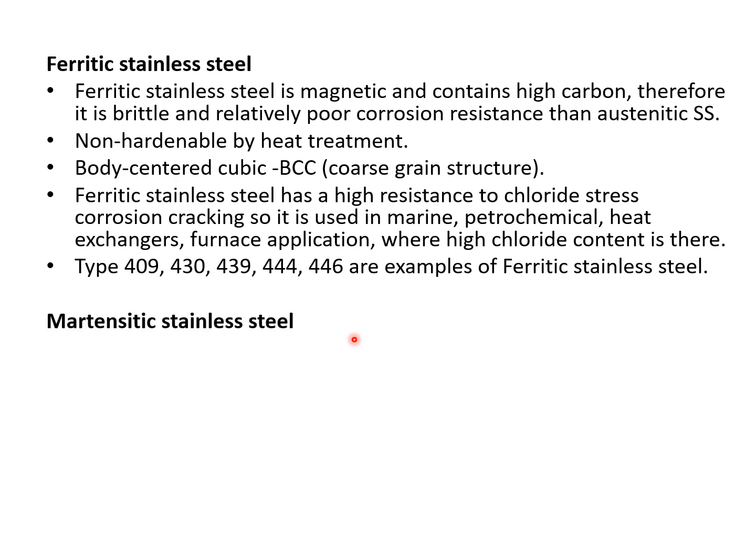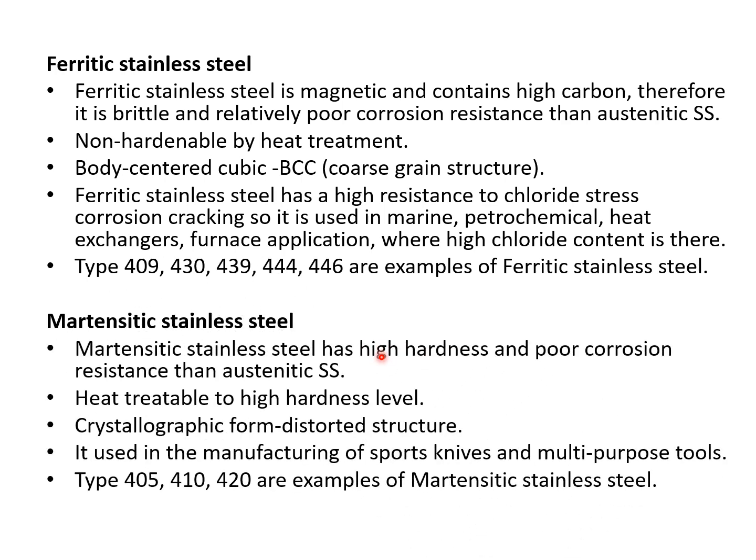So next is martensitic stainless steel. Martensitic stainless steel has high hardness and poorer corrosion resistance than austenitic stainless steel. Heat treatable to a high hardness level. Crystallographic form is a distorted structure. It is used in manufacturing of sport knives and multipurpose tools, also in medical applications. Examples are 405, 410 and 420.